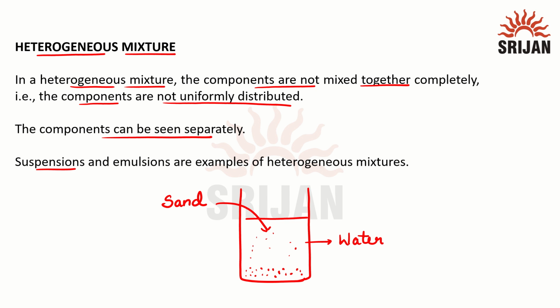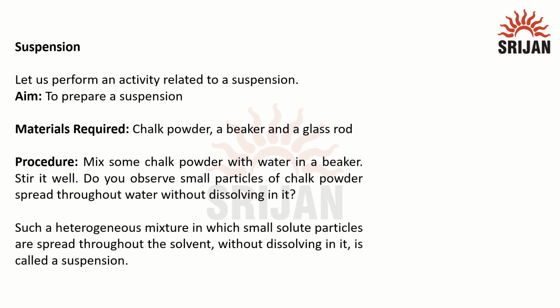Now suspensions and emulsions are examples of heterogeneous mixture. So let's understand the examples with the help of an activity. First, let's take suspension. The activity involves preparing a suspension, or the heterogeneous mixture. Materials required are chalk powder, a beaker and a glass rod. The procedure is simple. We have to mix some chalk powder with water in a beaker. Now stir it well and observe what happens.